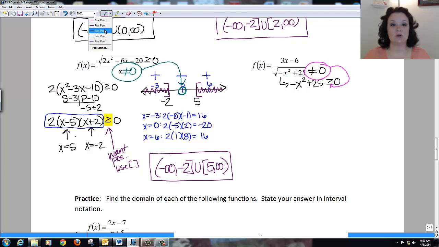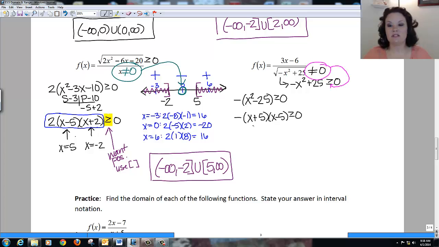So I need it to be strictly greater than 0, because if it equals 0 and it's in the denominator, that will give me an undefined value. Okay, so I'm going to work this one the same way I just did the last one. I'm going to go ahead and factor it so I can find the zeros, because here I have an x squared. So I'm going to take out a negative, which leaves me with x squared minus 25 is greater than or equal to 0. And now I have a difference of squares. So I have the negative out front, and then this factors into x plus 5 times x minus 5.